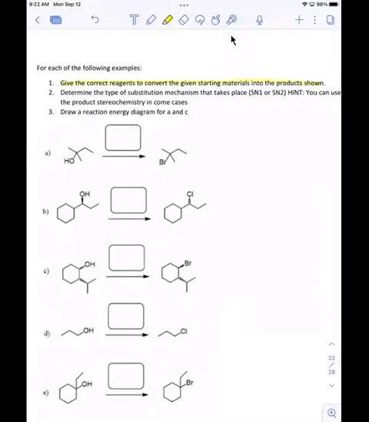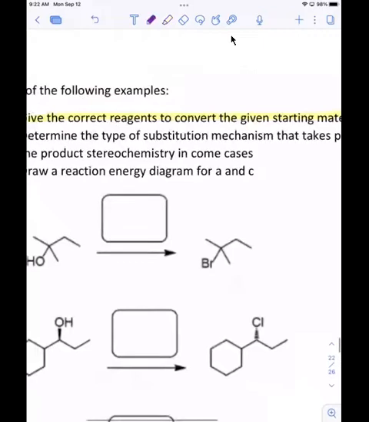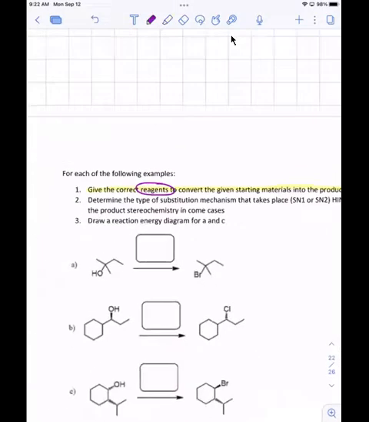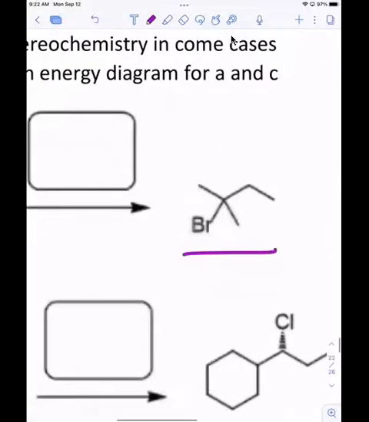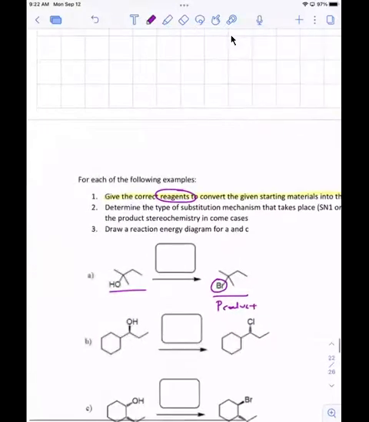So when it says the correct reagents, what does that mean? What is a reagent? What you're adding into it, what you're adding together. So we have one of our reagents already, the alcohol. The topic is converting alcohols to alkyl halides. We have the product, and we see now that the alcohol has been converted into a bromine.